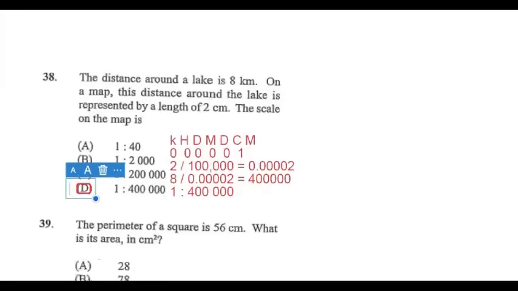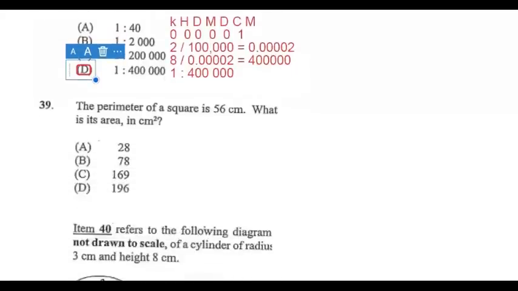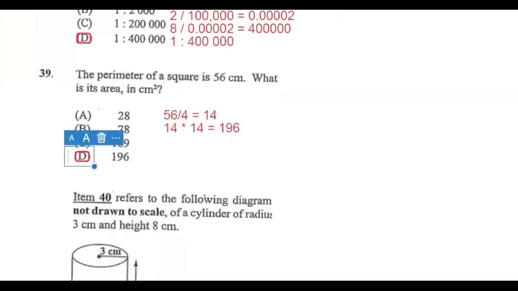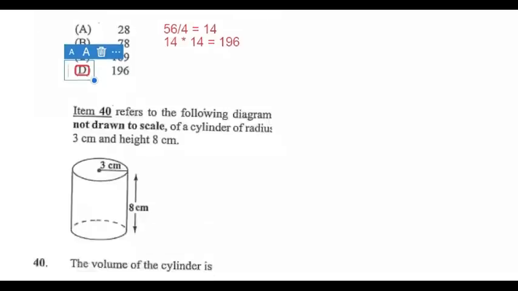39. The perimeter of a square is 56 centimeters. What is its area? And remember, perimeter is the addition of all 4 sides. So all we need to do is 56 divided by 4 to get what the length of each side was, and that is 14. So therefore the area would be 14 multiplied by 14, side times side, and that is 196, and therefore the answer for 39 is D. So you can just know your little formulas, guys, and you will be okay.